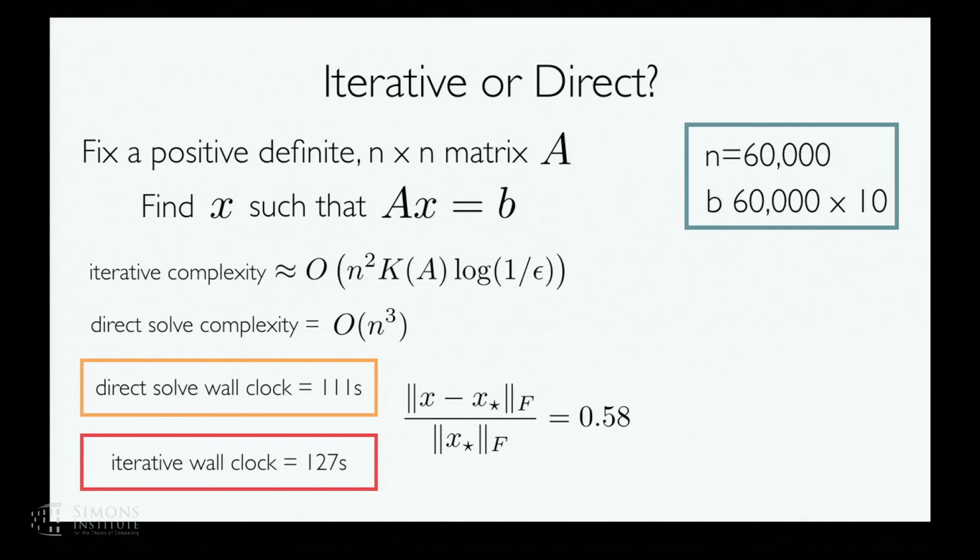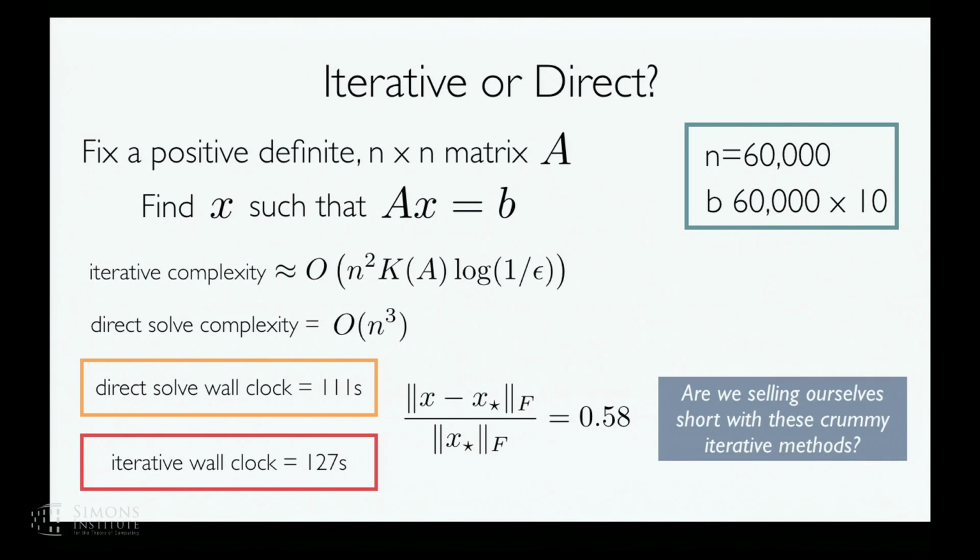All right, so even allowing these two things the same amount of time, you're not getting a very accurate answer. And the question is, are we selling ourselves short with crummy iterative methods? Because it does seem that for the same wall clock time budget, which is what we care about, we can get a much higher quality answer doing a direct solve. Yes, Pablo? What about the spectral properties of A?